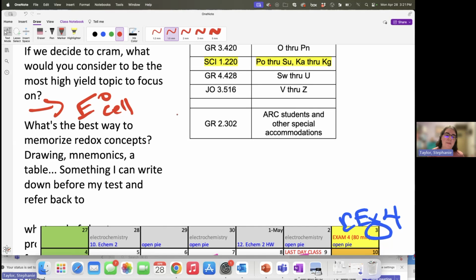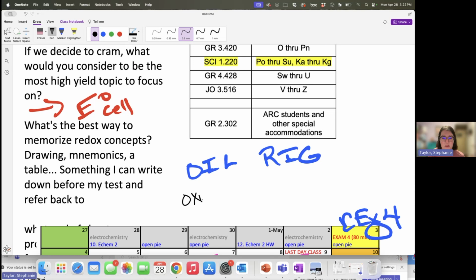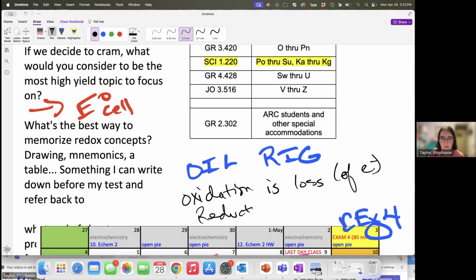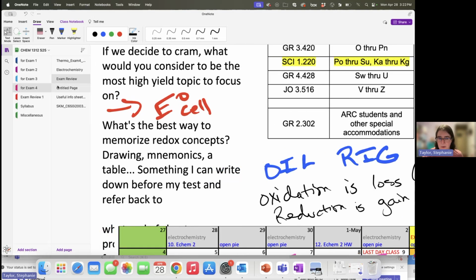And then this one's, what's the best way to memorize redox concepts: drawing mnemonics, a table, something to write down before my test and refer back to. So this one is one where for oxidation versus reduction, I usually use OIL RIG, which this one is for: oxidation is loss of electrons, reduction is gain of electrons.